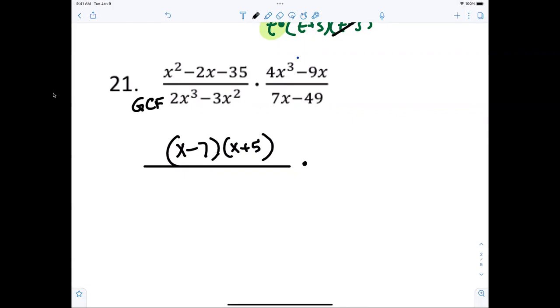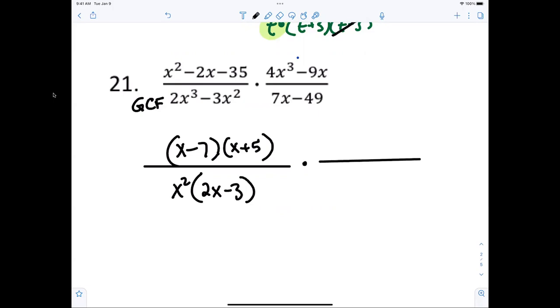What is the GCF? Greatest common factor. What's in both 2x cubed and 3x squared? There is a common x squared. So I need to put down an x squared. And what's left if you pull out the x squared? 2x minus 3. Perfect.